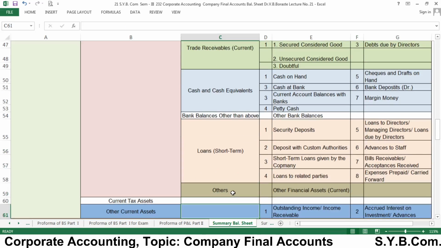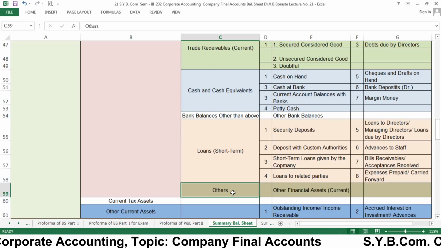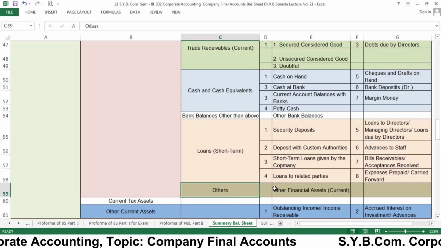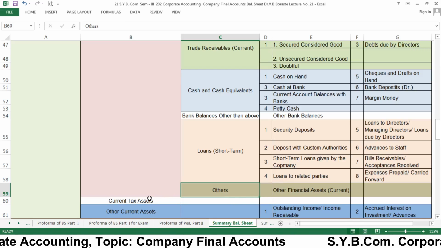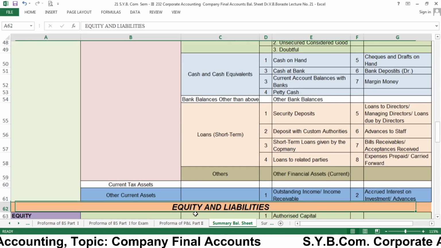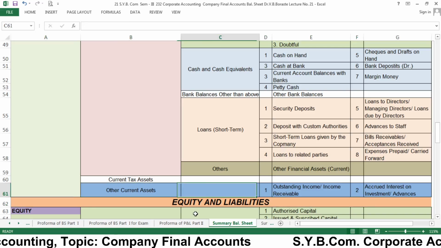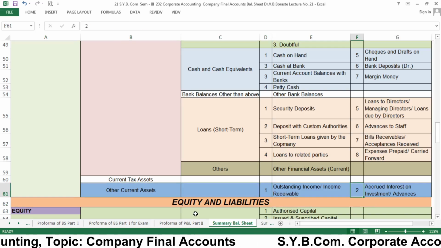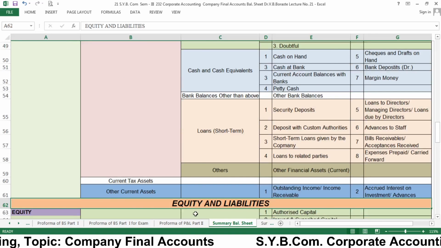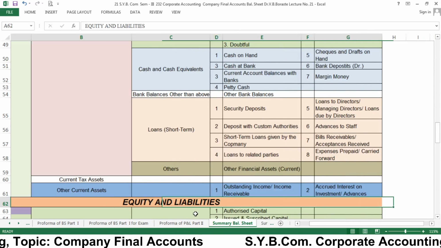Then there are certain other assets which are not considered in the above heads. At that time, they will be considered as other financial assets. Then if there is a current tax asset, it should be recorded here. Other current assets such as outstanding income, income receivable, or accrued interest on investment will be recorded under the head other current assets.